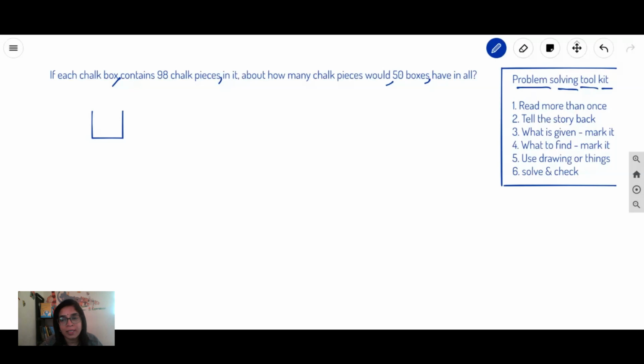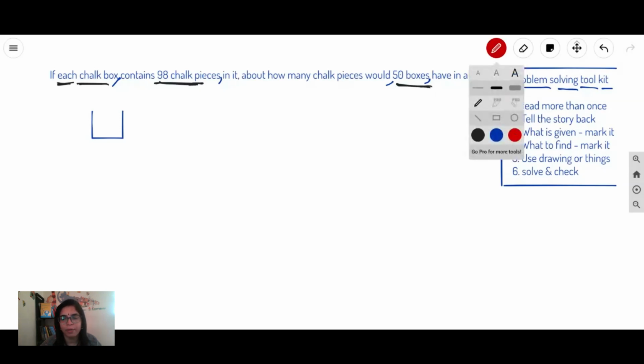Now, what is the third step? What is given? Mark it. So I usually use a black pen. What is there? Chalk box is there. It's given. And each chalk box is having 98 chalk pieces. That is given. And what else is given? 50 boxes is there. That is also given. So black color is for all that is given to us.